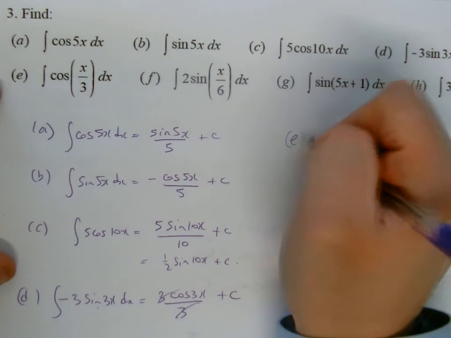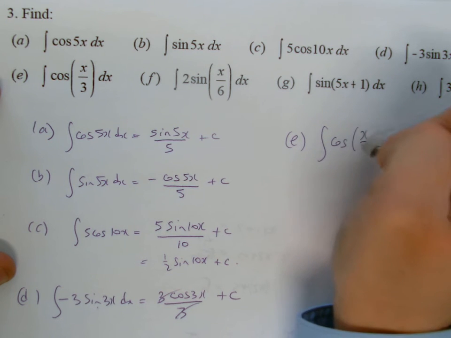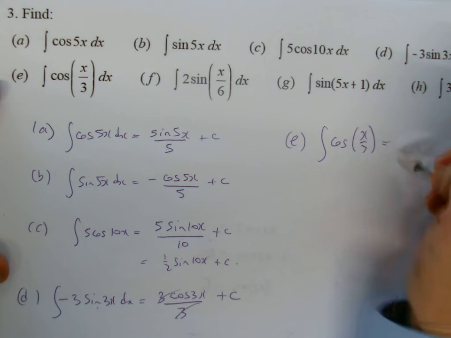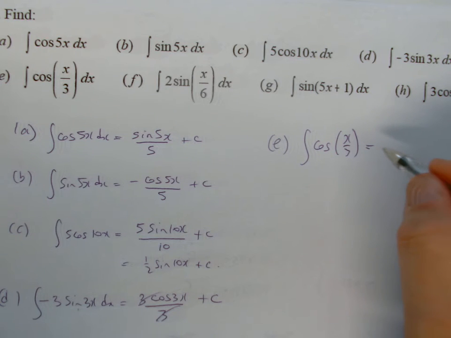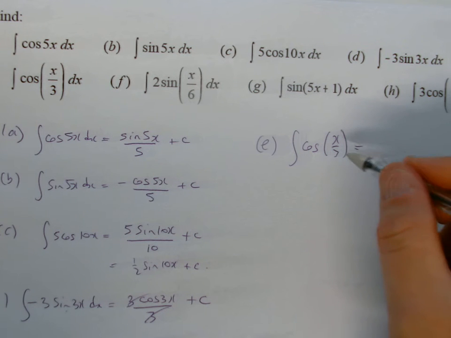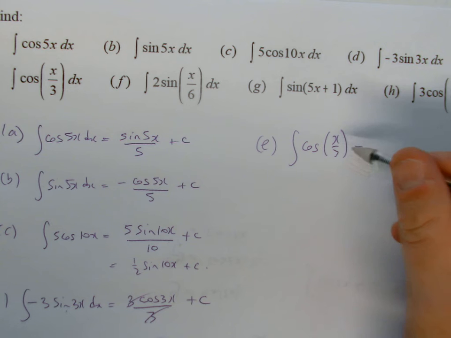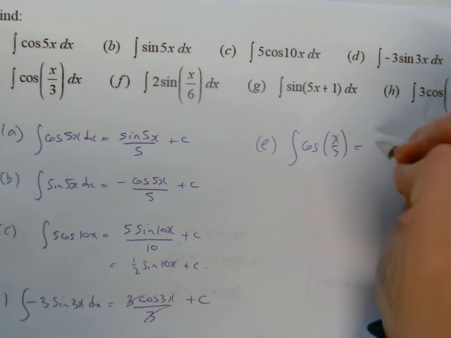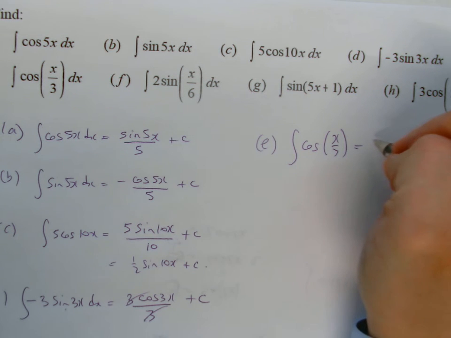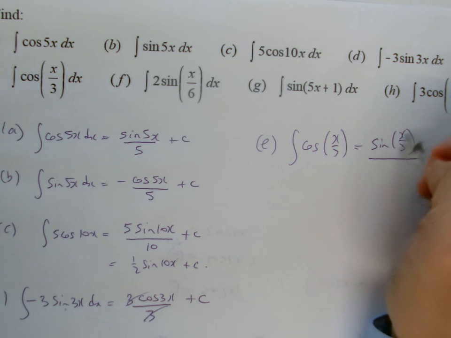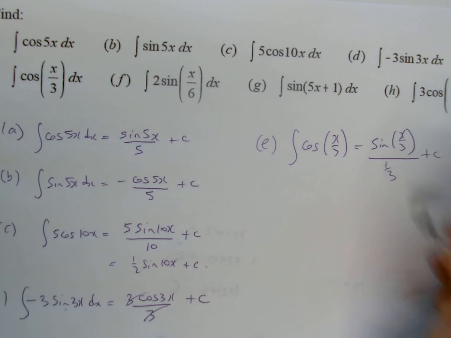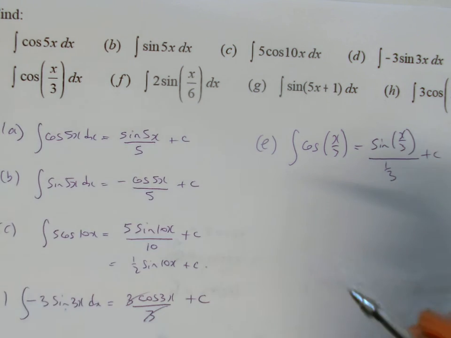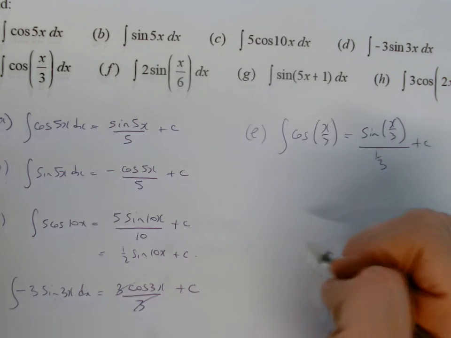E, now with e, if you're struggling to remember whether it's a plus or minus, I always just think back to differentiation. When I differentiate cos I get minus sine, so now when I integrate cos, it's not going to be minus sine, it's going to be plus sine, x over 3. Now the derivative in there is a third, so you divide by a third, plus c, and then you can take the 3 up, can't you? You get 3 sin x over 3, and so on.